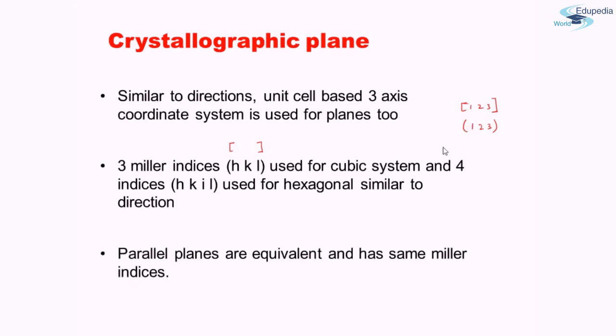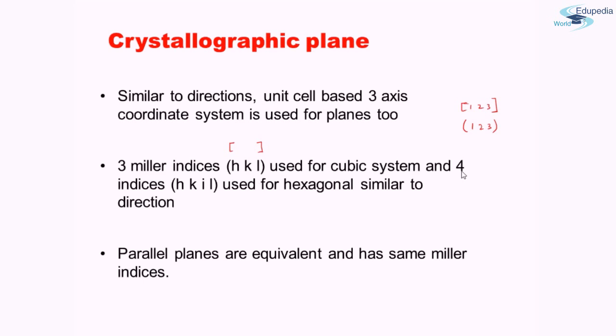An interesting feature about crystallographic planes is that if two planes have the same Miller indices, then they are parallel to each other. Put the other way around, if two planes are parallel to each other, they will have the same Miller indices.